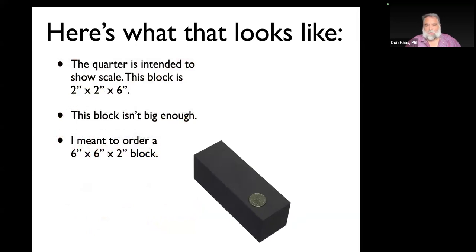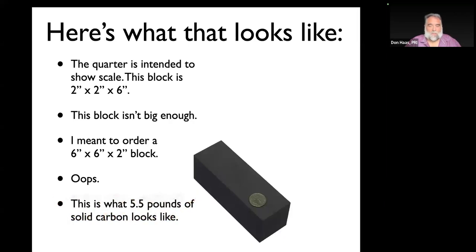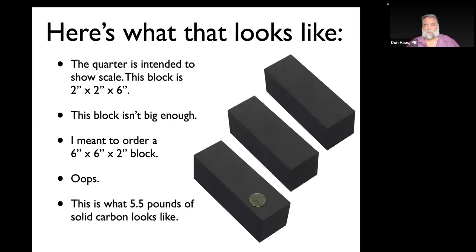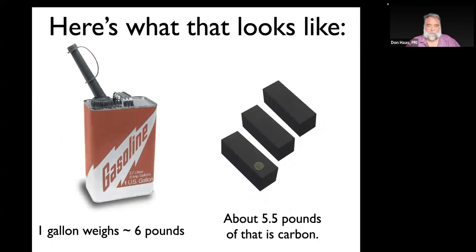I meant to order a 6 by 6 by 2 inch block, and I filled out the form wrong. And that's a mistake I'm very glad I made, because starting with a 6 by 6 by 2 inch block, people would just dismiss it because it's crazy talk. It also happens to be reality. But I'm very glad I ordered the wrong size block initially. My sister refers to that as fortuitous incompetence. So this is what 5.5 pounds of solid carbon looks like. So that is how much carbon is coming out of your tailpipe for every gallon of gasoline that you burn. And again, you should say, wow. So there we go.